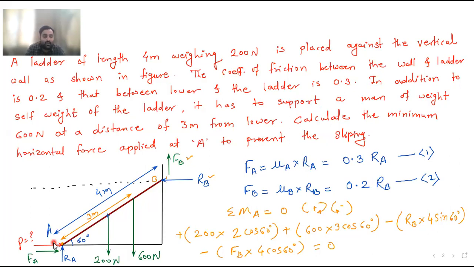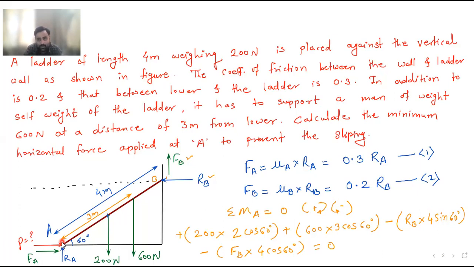What we have calculated is that when a person has climbed a ladder, at a position 3 meters from point A, and his weight is 600 Newton, then if a force of 62 Newton is applied at point A, by any means or by another person, on the ladder, then that ladder will not slip. Otherwise, if the force is less than 62 Newton, then it will definitely slip. So this is the concept of ladder friction.